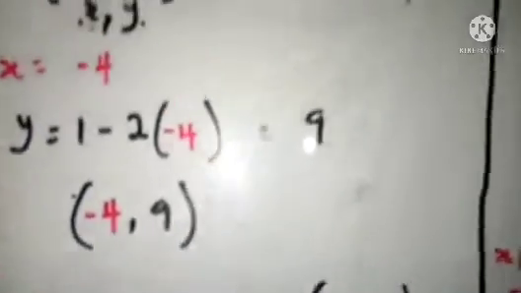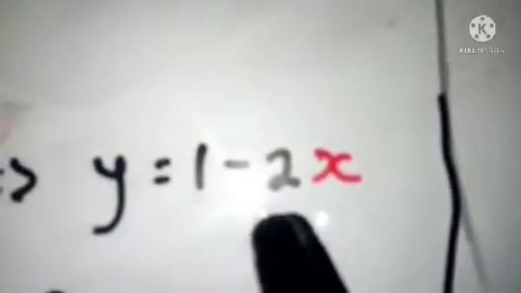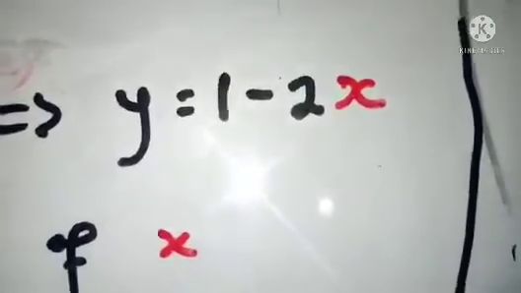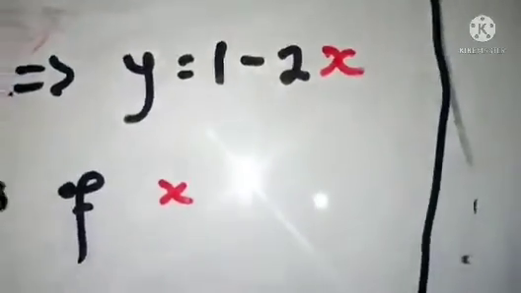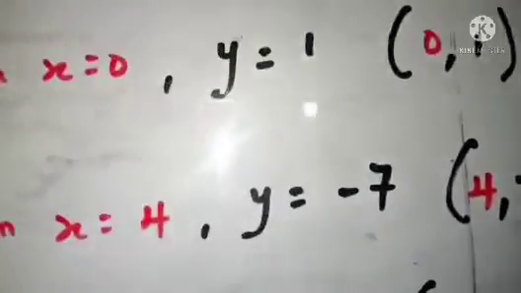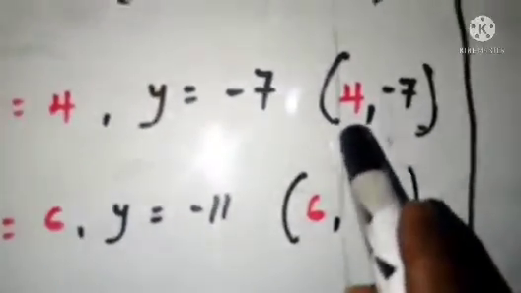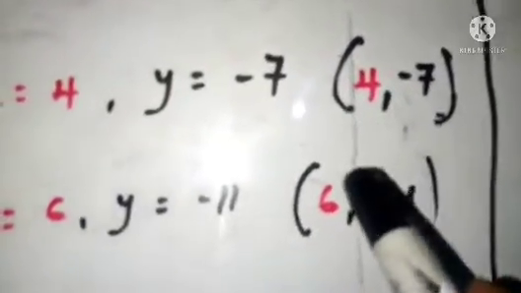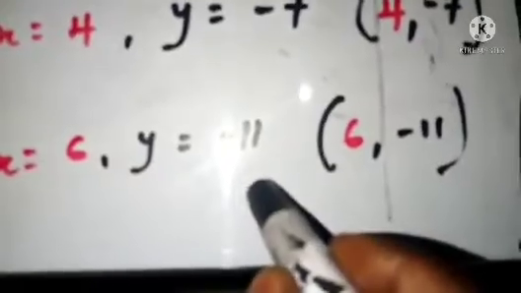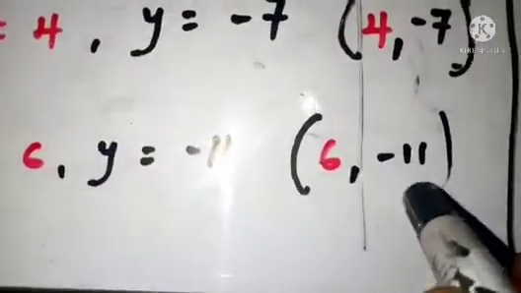So what we have been doing so far, this is the machine. It says that y is equal to 1 minus 2x. In place of the x, I'm putting the input. So when x is equal to 4, I had y to be minus 7, so the ordered pair is 4 comma minus 7. And when x is equal to 6, I have y to be minus 11, so 6 comma negative 11.